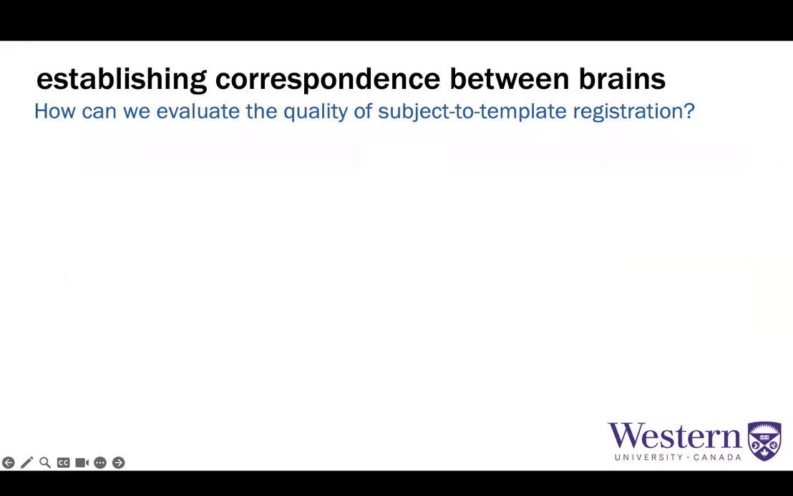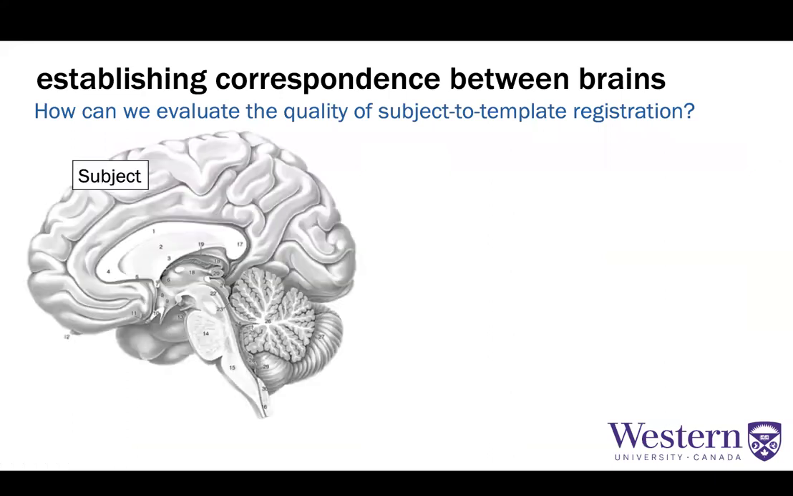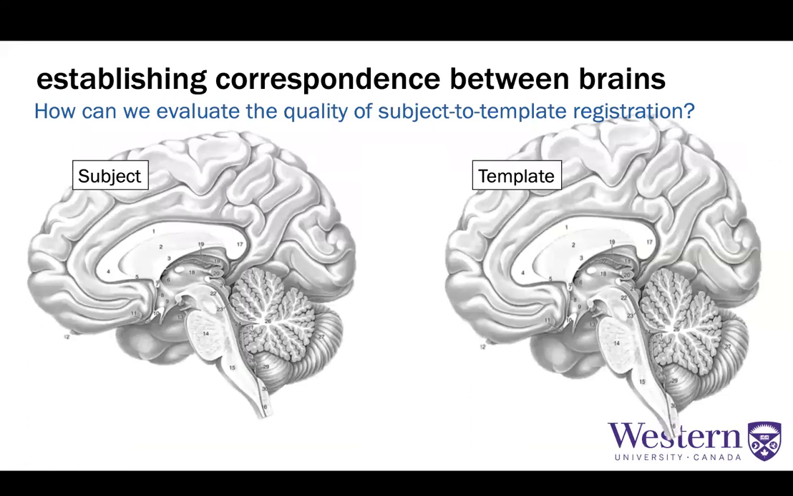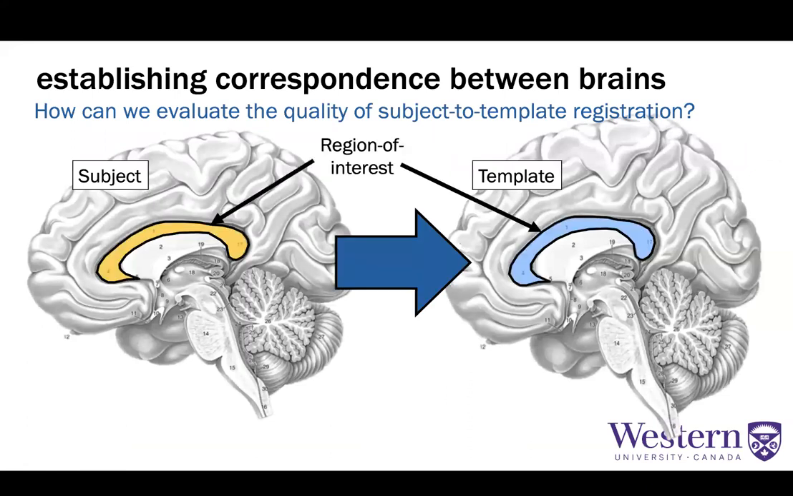So how have we traditionally done this in our field? Again, this cartoon example of the subject and template. The literature over the last decade or more has mostly leaned on region of interest-based assessment. Here is a token example of a mid-sagittal segmentation of the corpus callosum. And if we look at the mapping between these two, that can provide one measure of registration quality.